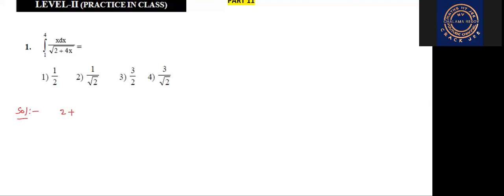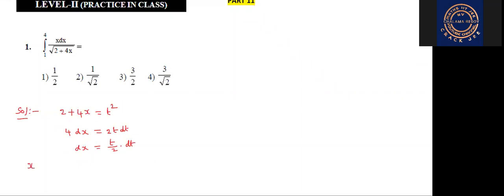Let 2 plus 4x is equal to t square. Apply the differentiation: 4 dx is equal to 2t dt. So dx is equal to t by 2 into dt. Now we want to change the limits also.